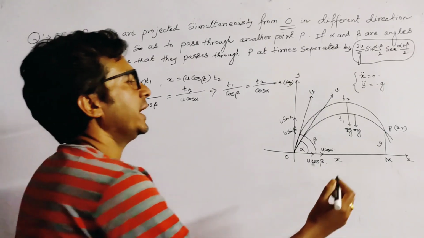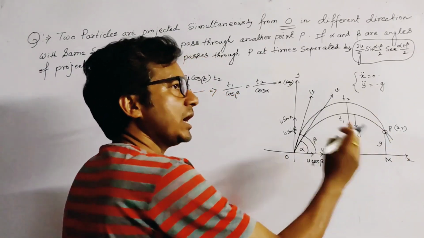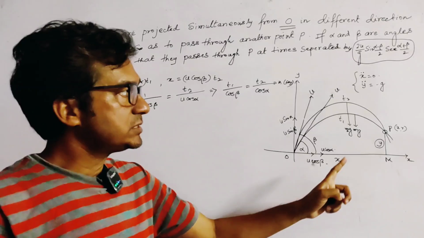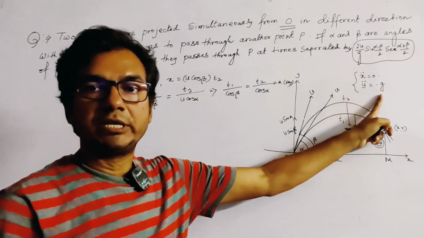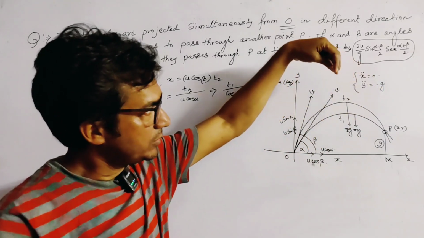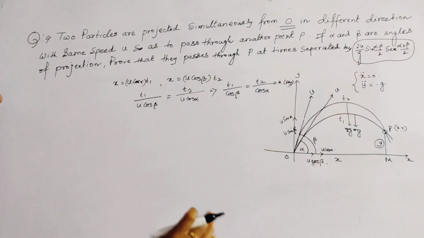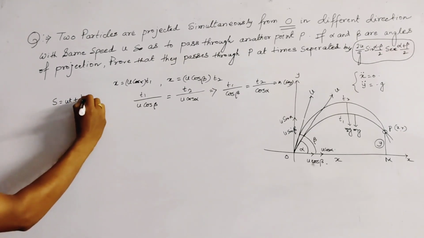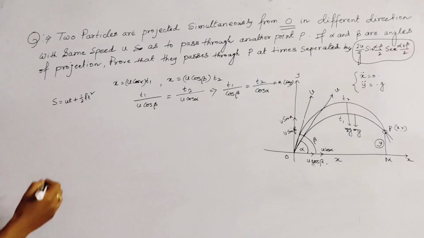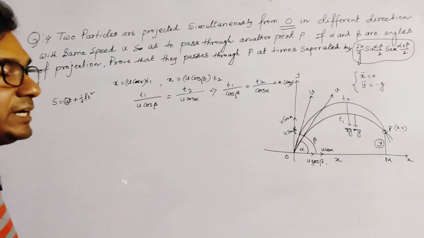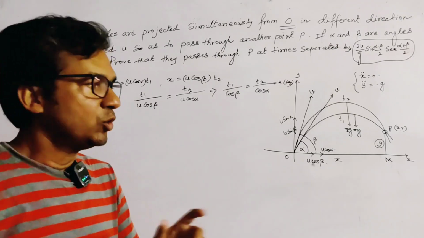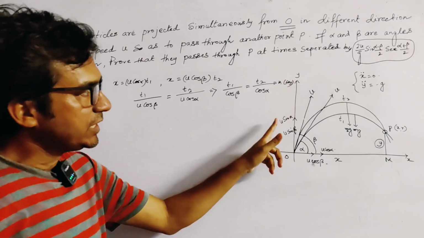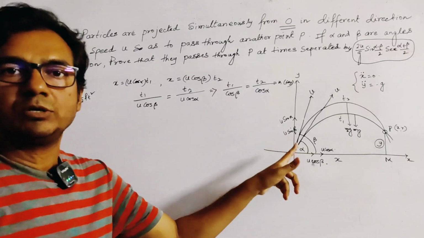Now, at that point, the vertical height for both particles is y, and the vertical acceleration for both particles is g, but it acts in the downward direction. So by using the formula s equals ut plus half ft squared, u means the initial vertical velocity, which is u sin alpha for the first particle and u sin beta for the second particle.